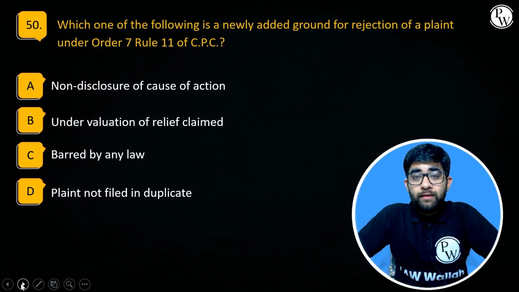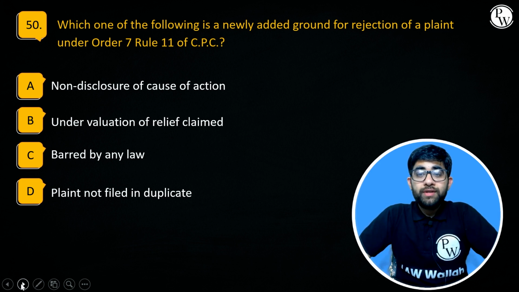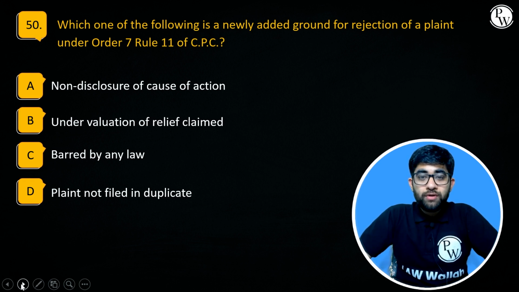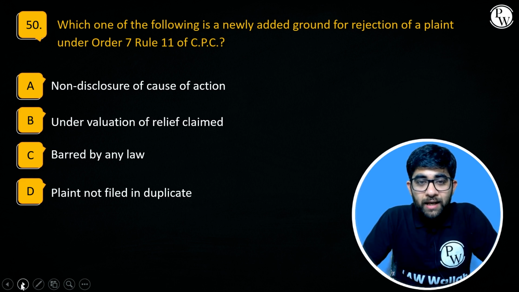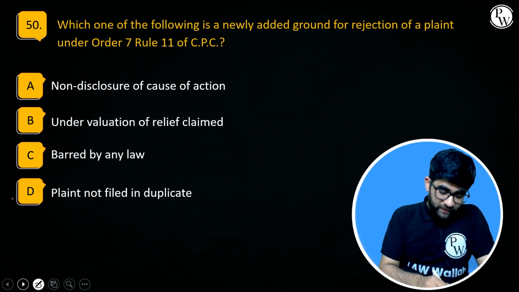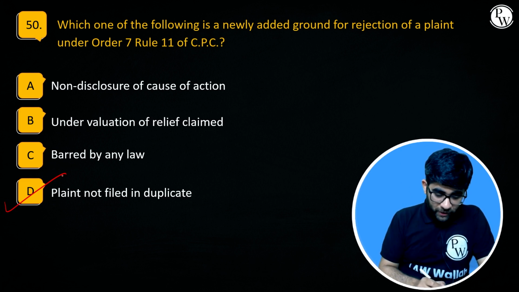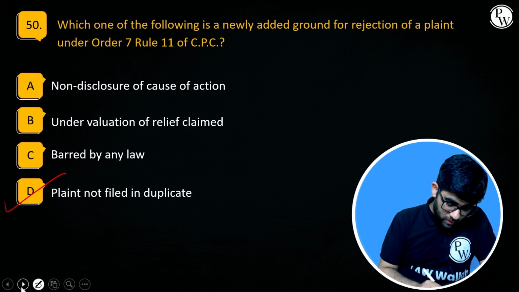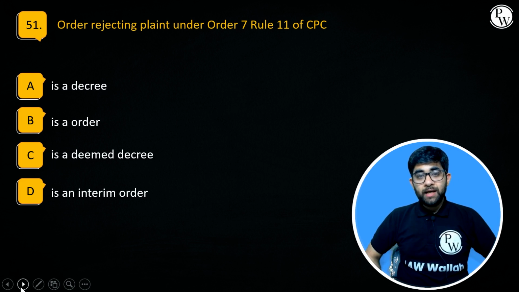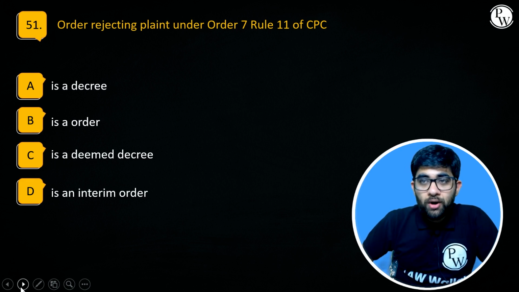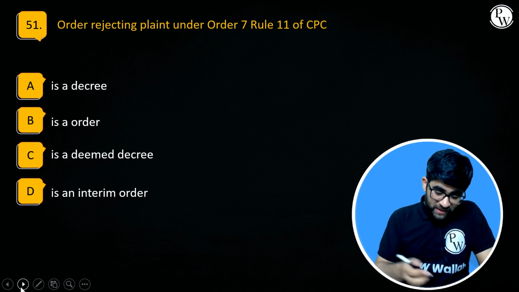Which one of the following is newly added ground for rejection of a plaint under Order 7, Rule 11 of CPC? Non-disclosure of cause of action, undervaluation of relief claimed, barred by any law, plaint not filed in duplicate. The answer to this is plaint not filed in duplicate. Next, order rejecting plaint under Order 7 Rule 11 of CPC is a decree, order, deemed decree or interim order. It is a deemed decree.